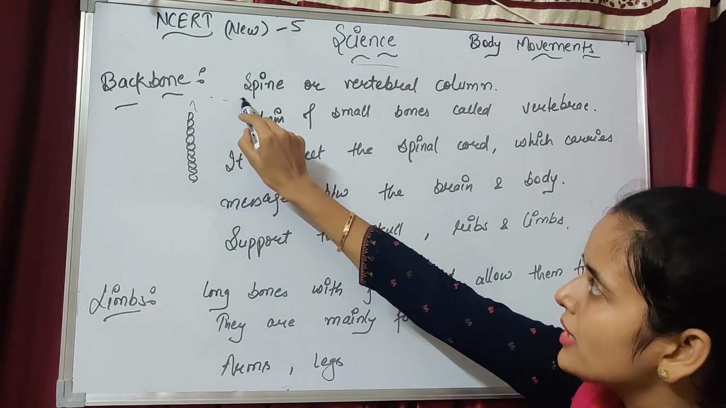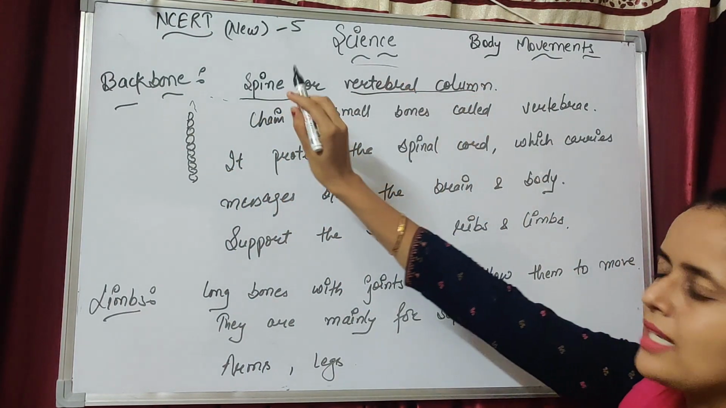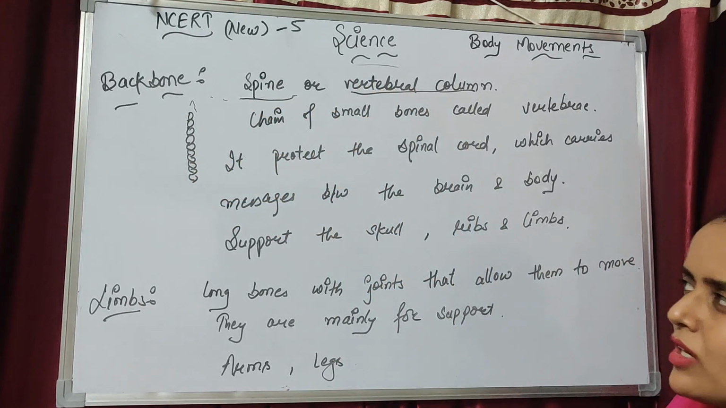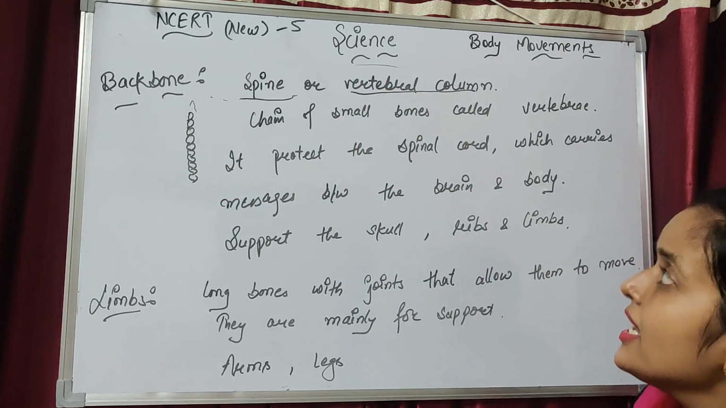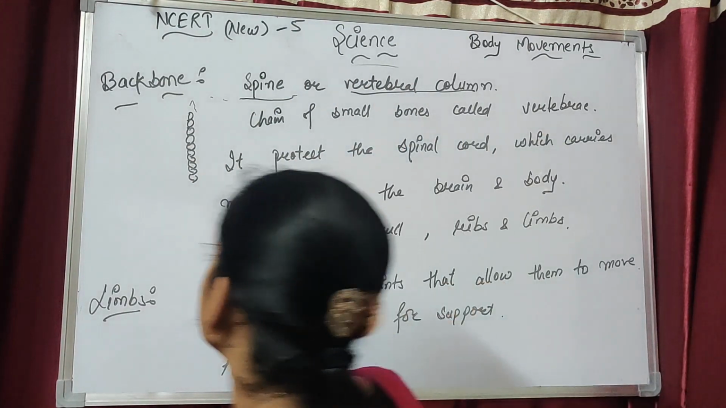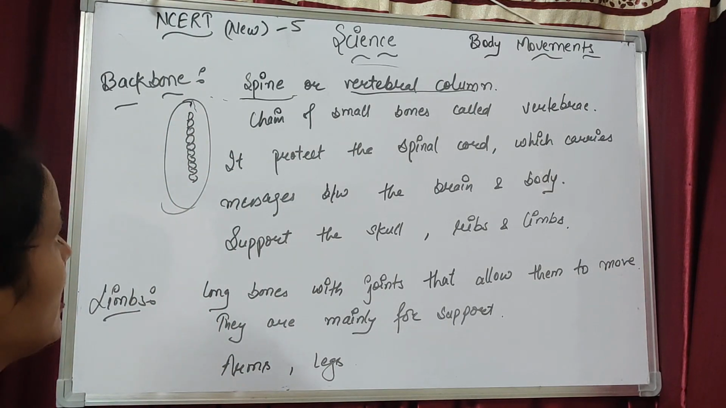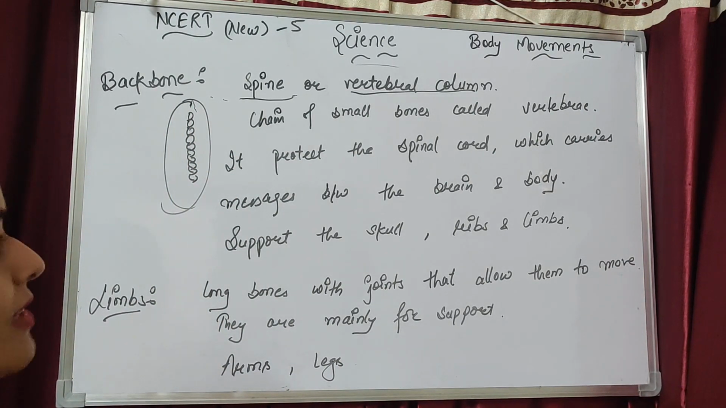Sometimes we call this the spine, sometimes the vertebral column. Clear? All these things are the same. Backbone, spine, vertebral column all have the same meaning. This is a chain of small bones called vertebrae. Look here, this is a chain of small bones called vertebrae.